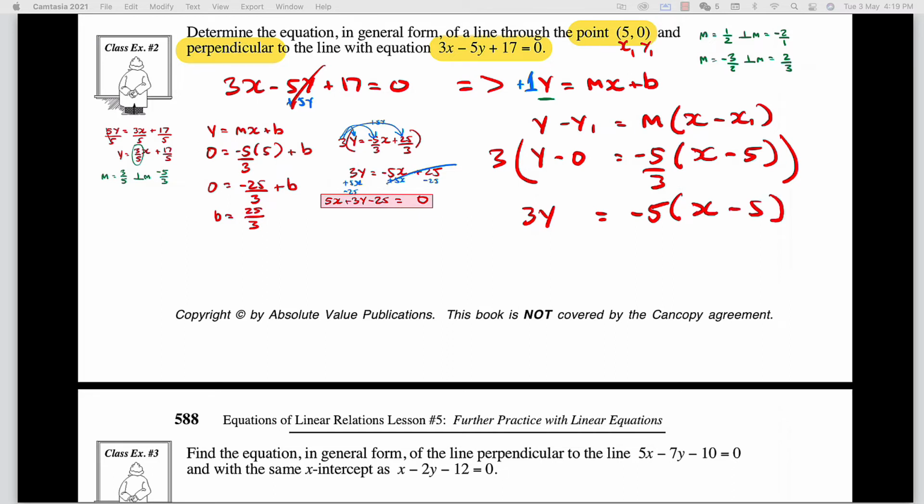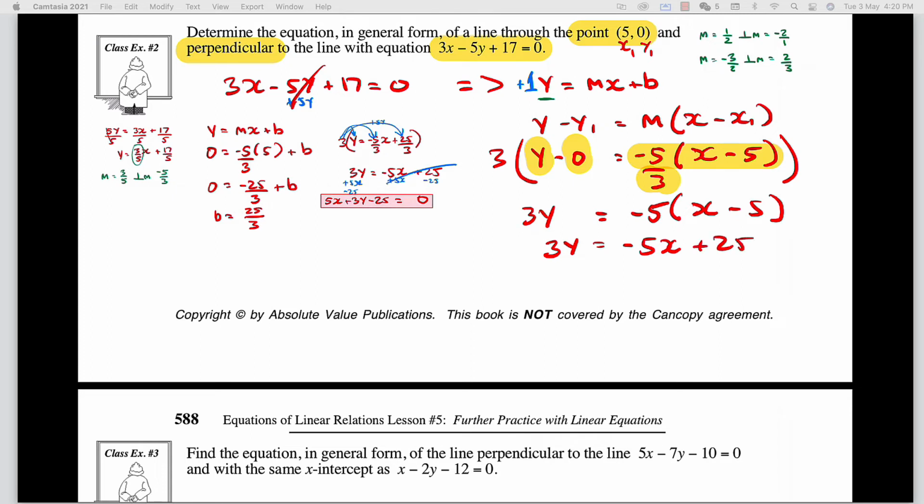Now just realize that this whole thing right here is one term. Okay, so I've got 1 term, 2 terms, 3 terms, and I multiplied it by all 3. 3 times y is 3y, 3 times 0 is 0, and 3 times the -5 divided by 3 gives us -5, and it's still multiplied by x minus 5. I still need to expand this out a little bit more. So I get 3y equals -5x. -5 times -5 is going to be plus 25, and that should start to look familiar.